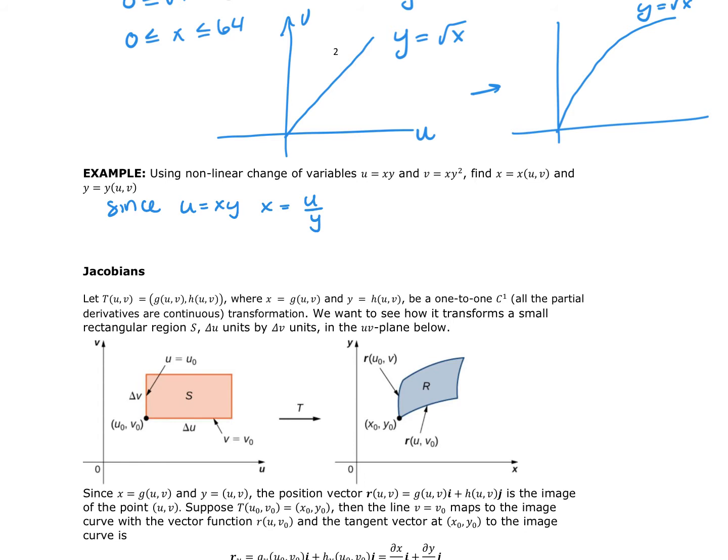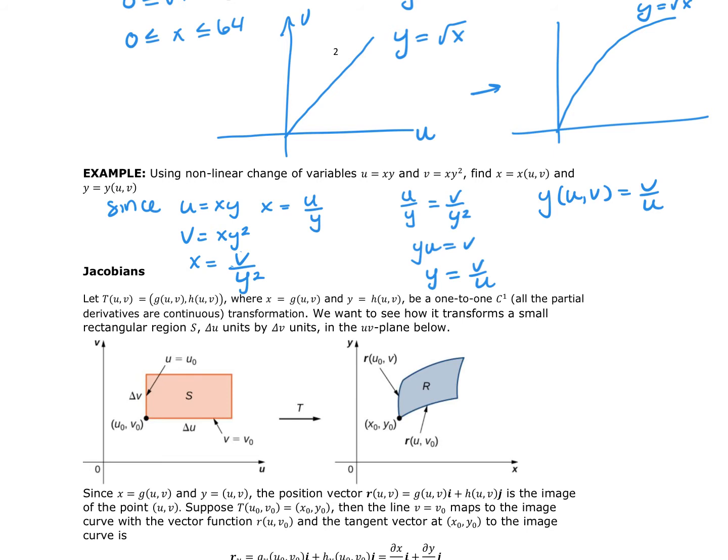Similarly, if I have v is equal to x times y squared, then x is going to be equal to v over y squared. Since the x's are equal, I have u over y is equal to v over y squared. Multiplying both sides by y squared, I get yu is equal to v. So y must be equal to v divided by u.